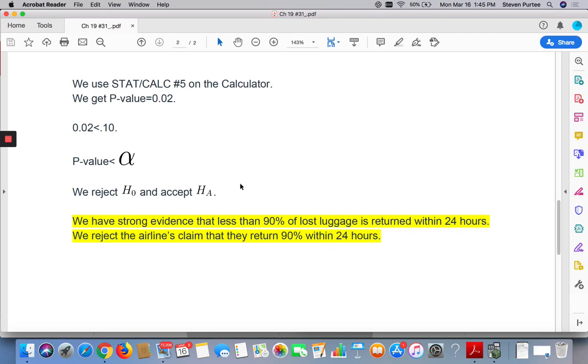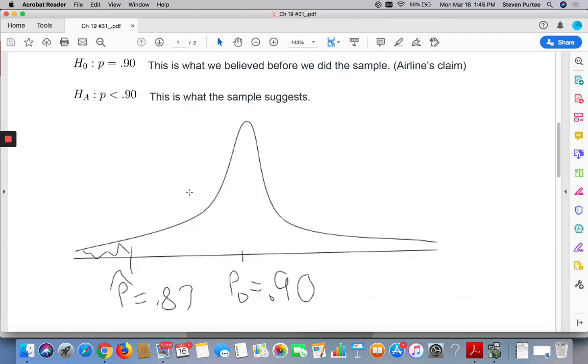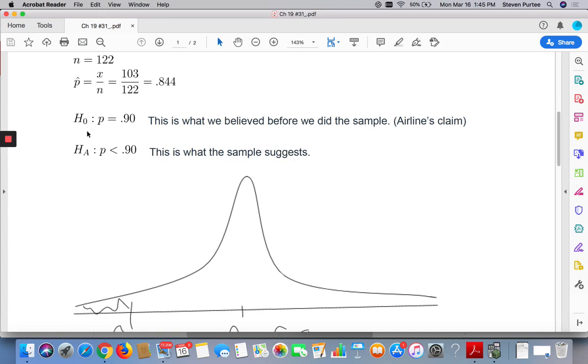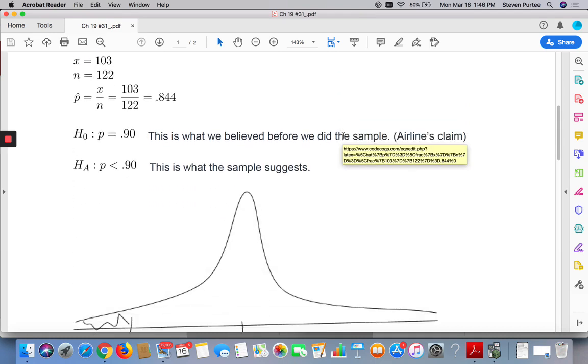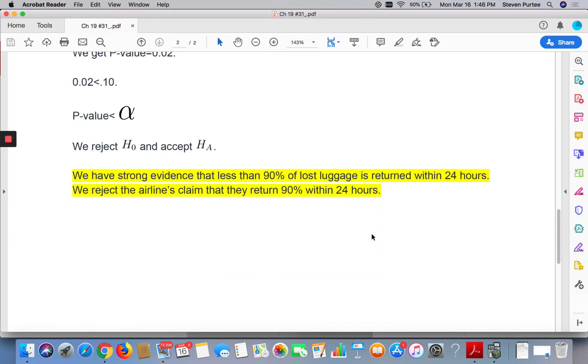Then we write our conclusion. Our conclusion is the thing we just accepted. This statement right here. We have strong evidence that less than 90% of luggage is returned within 24 hours. So we reject the airline's claim. They claim they return 90%. We have strong evidence that they don't.